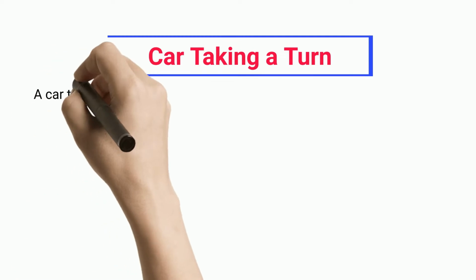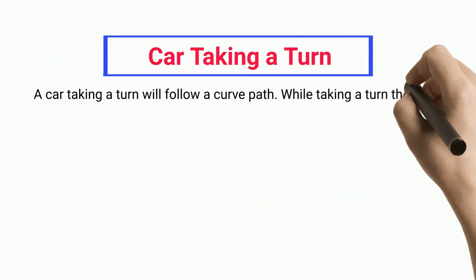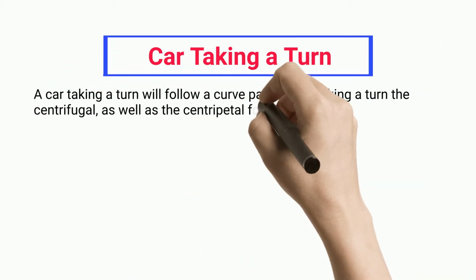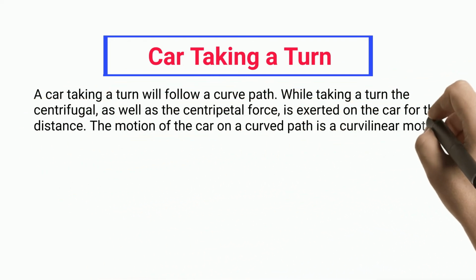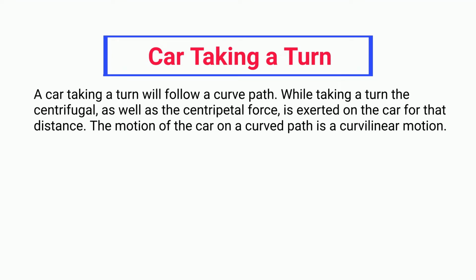Car taking a turn. A car taking a turn will follow a curve path. While taking a turn, the centrifugal, as well as the centripetal force, is exerted on the car for that distance. The motion of the car on a curved path is a curvilinear motion.